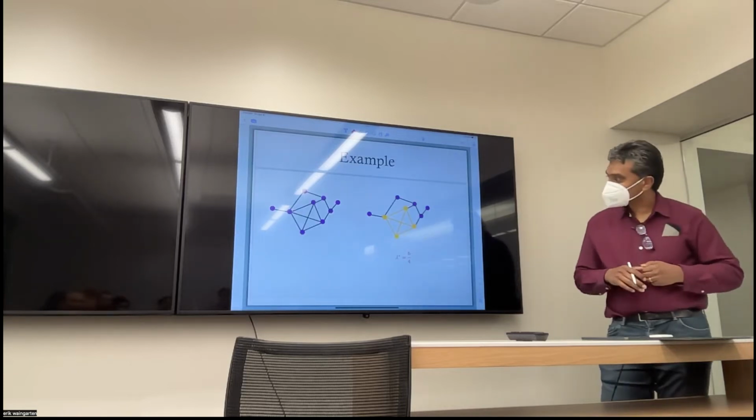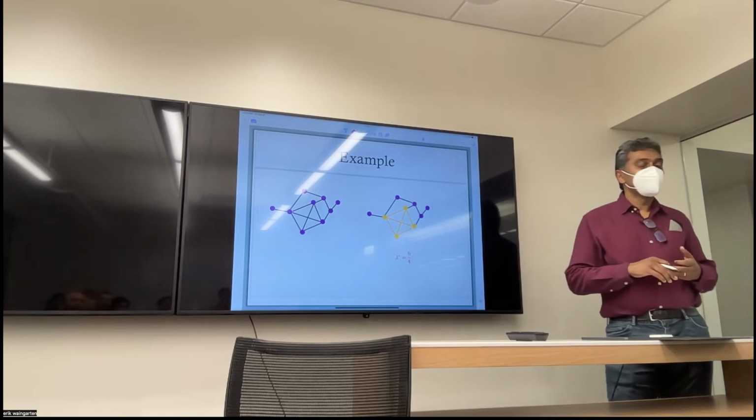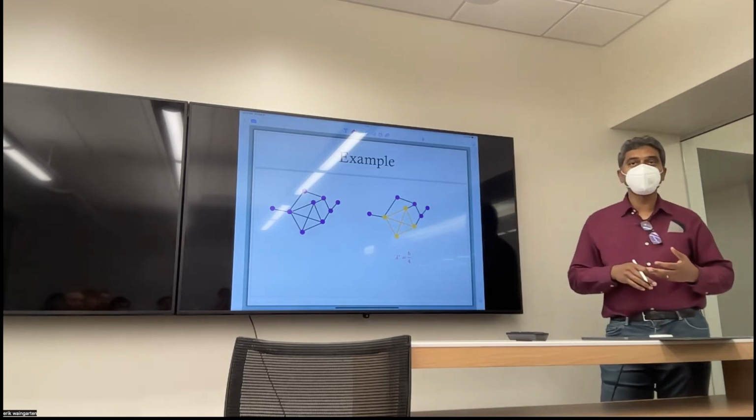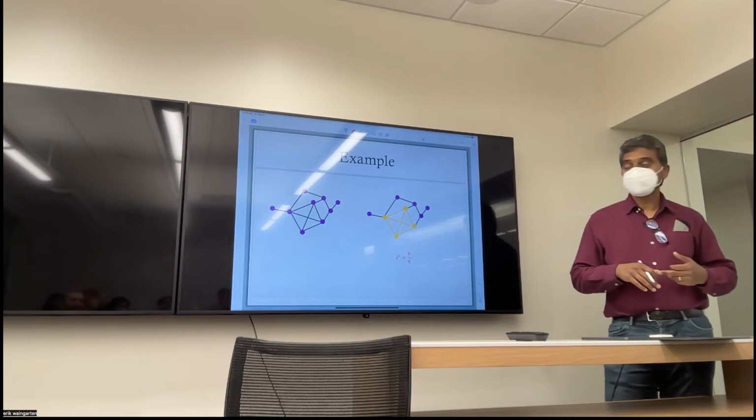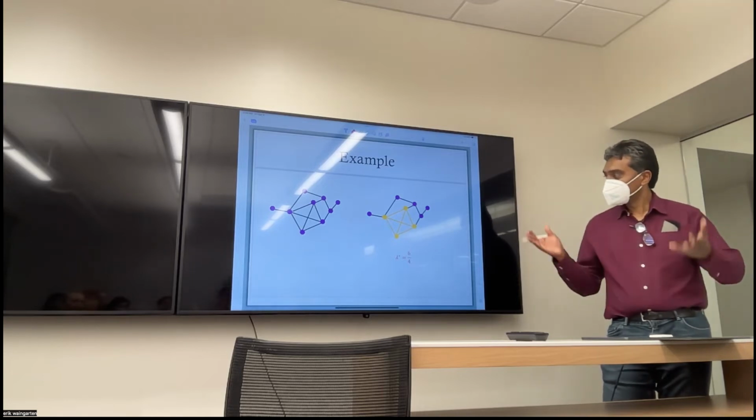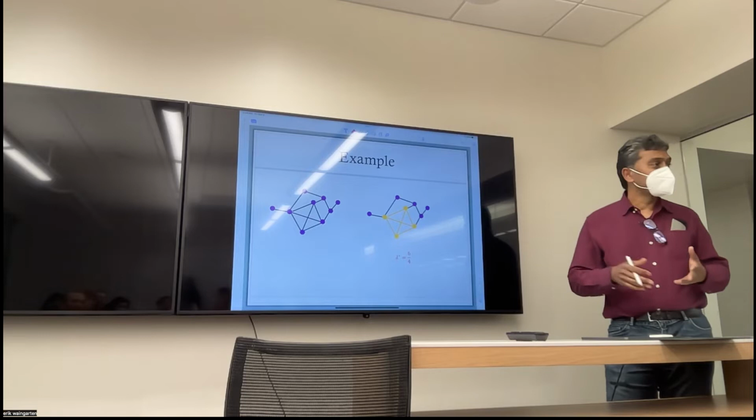Just a silly example: if you have a graph like this, there's a clique in there of size 4, and that turns out to be the densest in this particular case. The density is 6/4. So you want to find that.